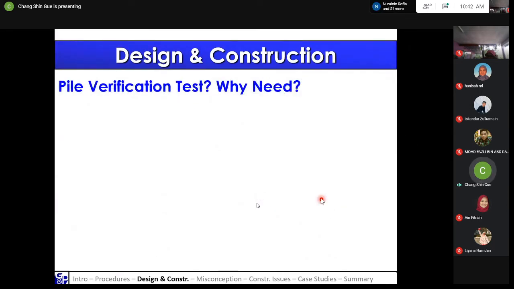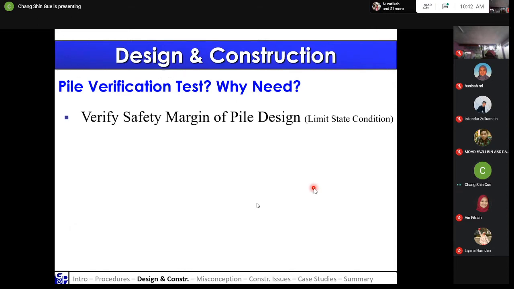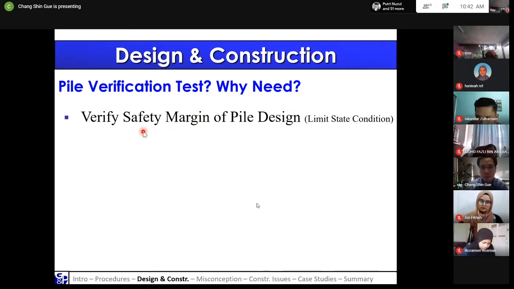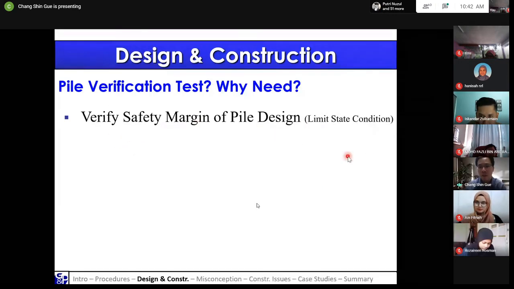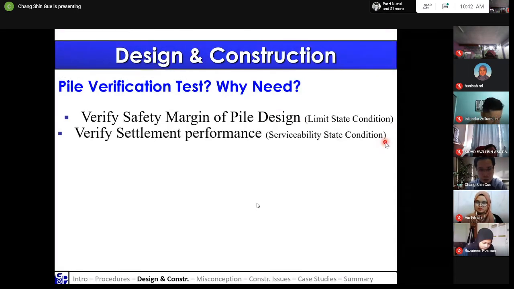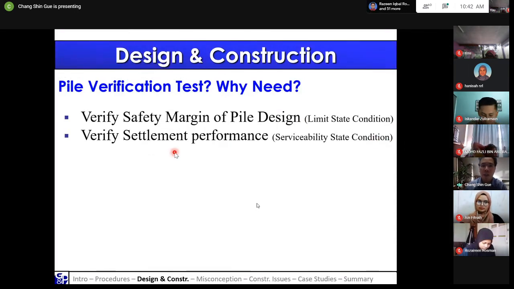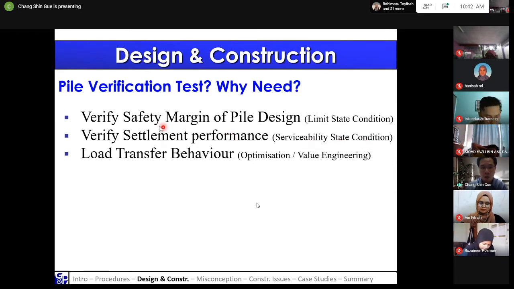Okay, next I'll talk a bit about pile verification tests and why we need them. Basically, we will carry out pile tests, that is to verify the safety margin of your pile design to satisfy your limit state condition, and also to verify the settlement performance, that is to satisfy your serviceability state condition, and also to understand the load transfer behavior of each section of the soil and your pile, and that is basically more for optimization or value engineering.